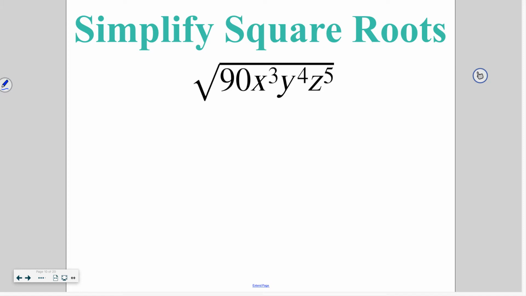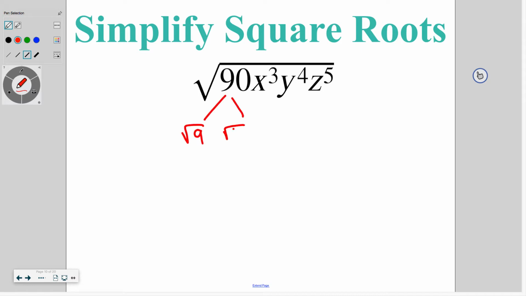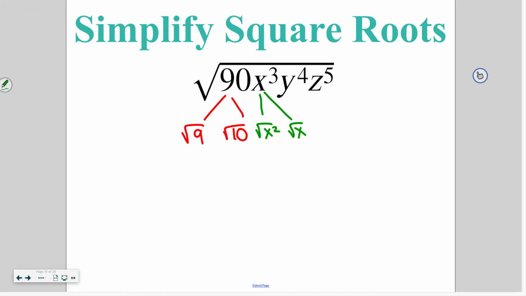Next, we're going to look at something that's got variables involved, and we're going to look at this piece by piece. So first, we're going to look at the number. The square root of 90 can be broken down into the square root of 9 and the square root of 10. X to the third, that's odd, so we're going to break it down into an even square root, which is the square root of x squared, and then the square root of x.